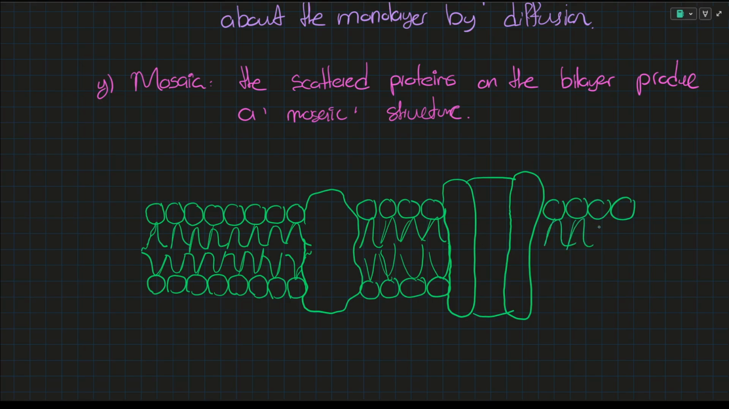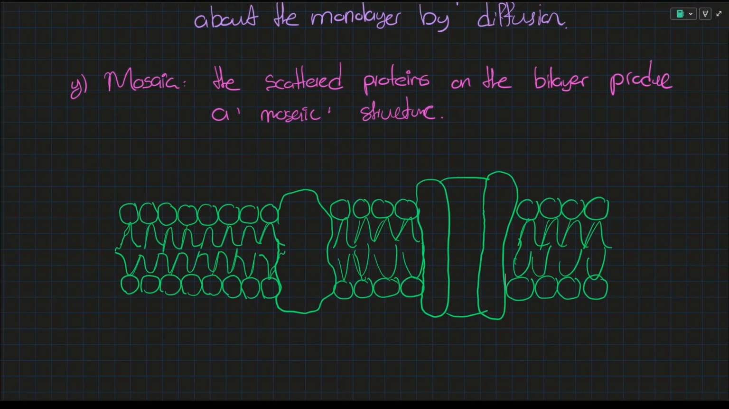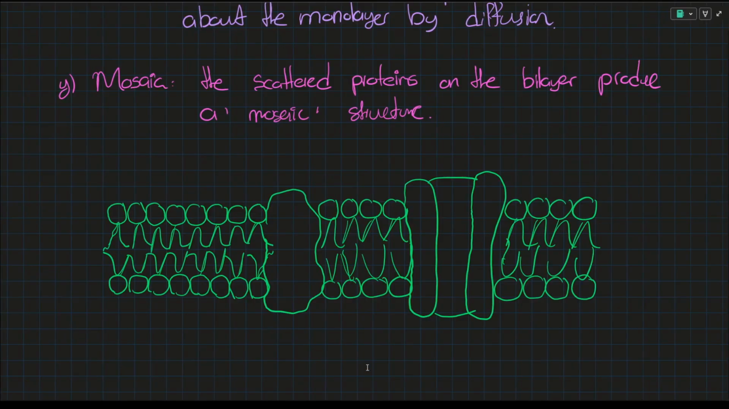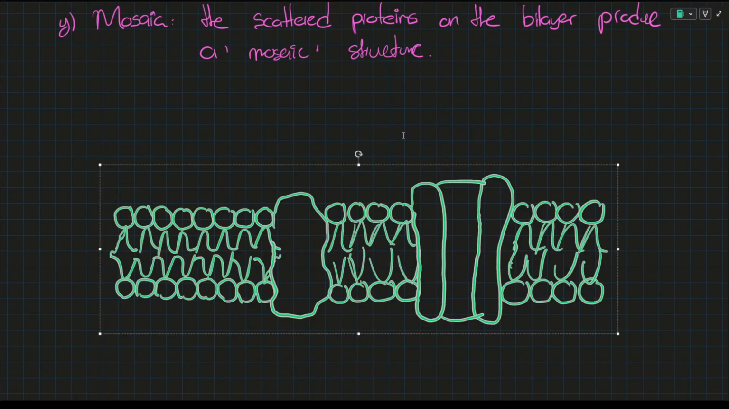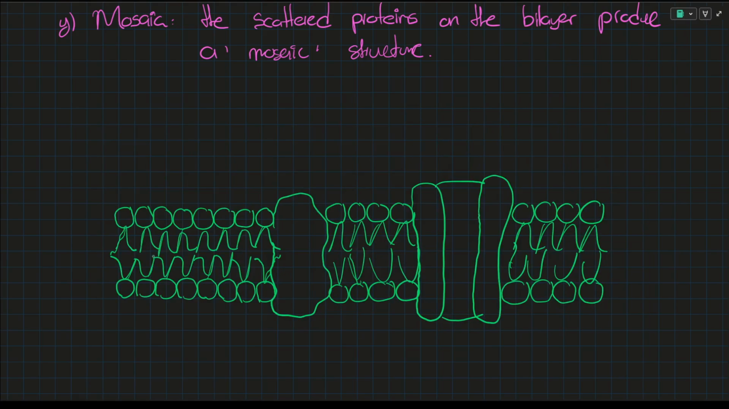See, everything is just scattered within the bilayer. That's why we call the bilayer a mosaic model. Right. Let me centralize things a little. Now I have a bilayer with different proteins embedded onto it. So let us move it down a little bit. Now I'm going to start labeling things.